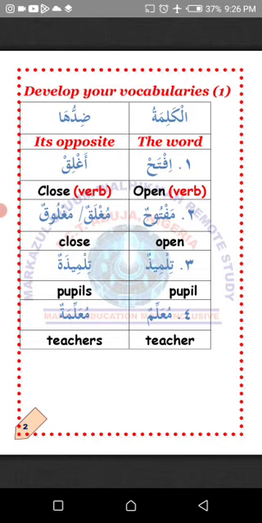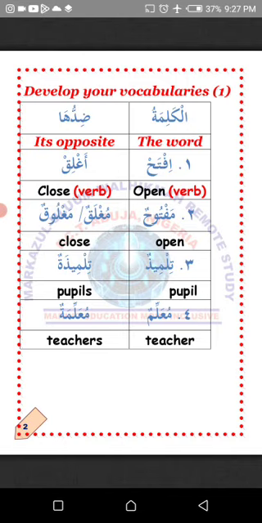الكلمة the word, ضدها its opposite. Number 1: iftah, open. You tell a single male person, or you command a single male person, to open with iftah. In the case of a female person, you say iftahi. So the opposite is aglik, close.